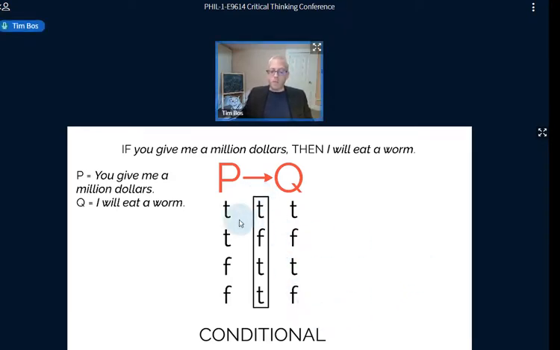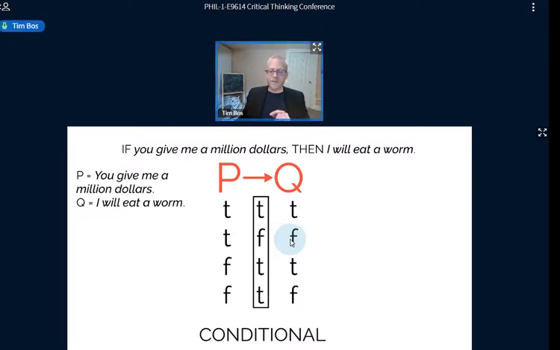So if you have to just memorize the rule, memorize that for the conditional. A conditional is only false when the antecedent is true and the consequent is false, right? When the first part is true and the second part is false. When P is true and Q is false. That's the only time that a conditional is false. Okay?